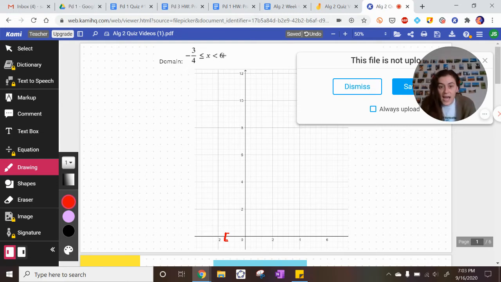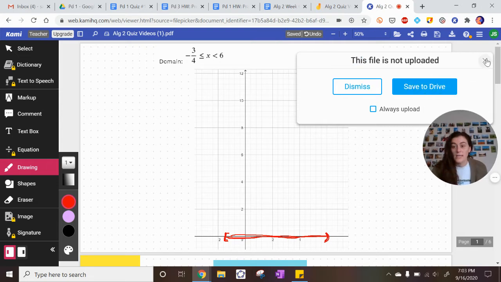Let's figure out where the highest we can go is. So the highest we can go is 6. But if you notice that less than symbol, 6 is not in our domain. We can get really close to 6, but we can't hit 6. So I'm actually just going to put a little parentheses right there at that 6. And so now I know that I need to have a domain that hits all of these in between values. So it needs to hit -3/4 and it needs to get close to 6. So that is what I'm going to do for my domain.